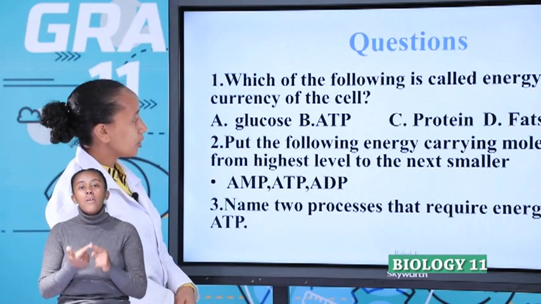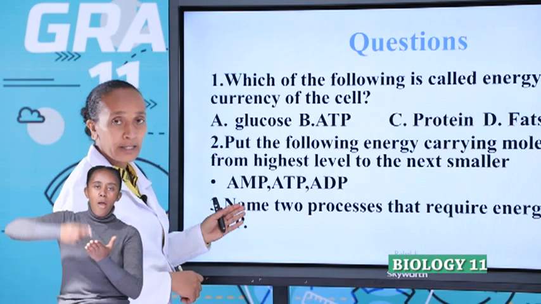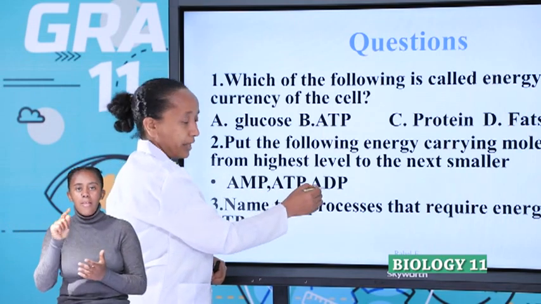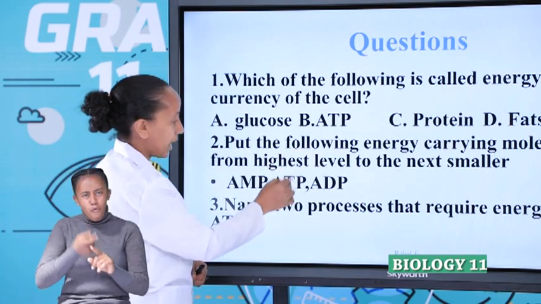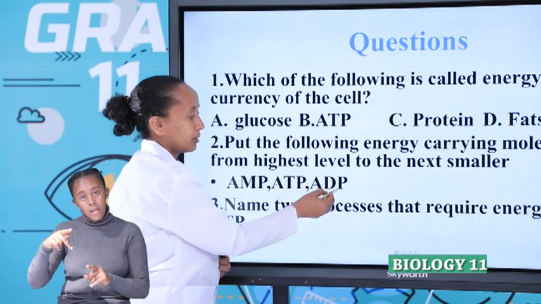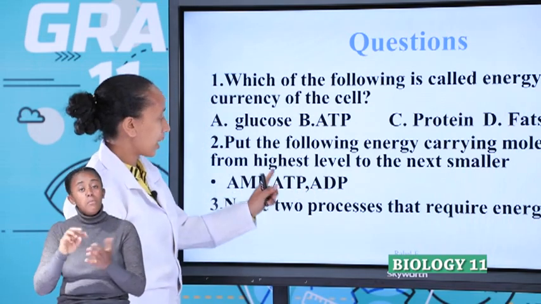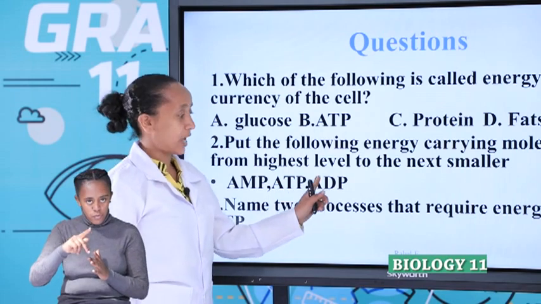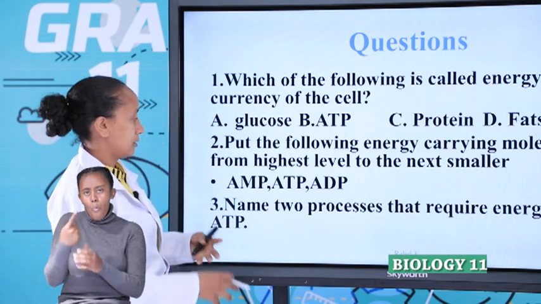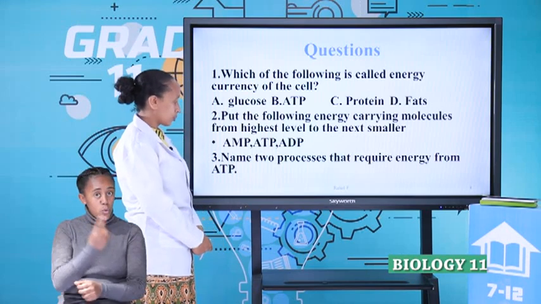For the second question, put the following energy carrying molecules in order from the highest level to the next smaller: AMP, ATP, and ADP. The highest one is ATP, then the next one is ADP, and the least one is AMP, which means adenosine triphosphate, adenosine diphosphate, and adenosine monophosphate. These are the energy carrying molecules which cells use for metabolic processes.